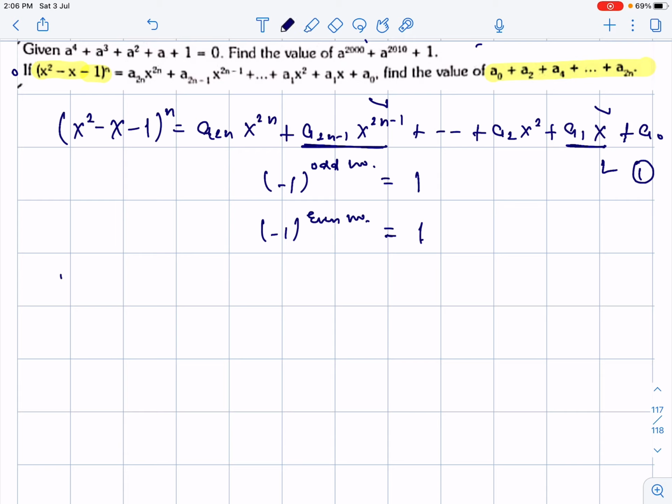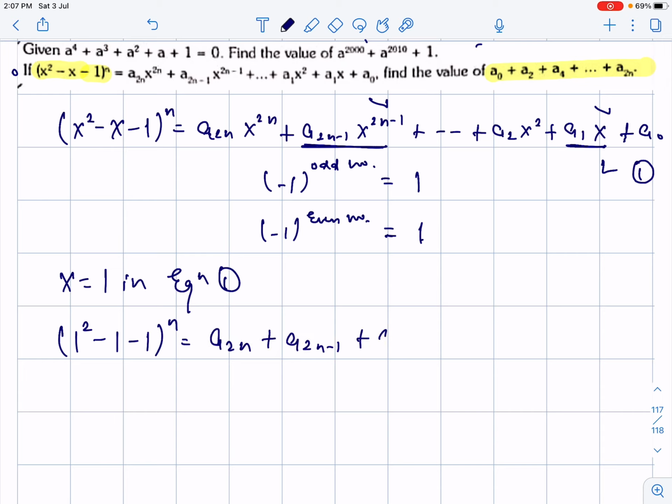So one time I'll keep x is equal to 1 in equation 1. When x is equal to 1 is kept in equation number 1 written over here, I'll write 1 squared minus 1 to the power n is equal to a2n plus a2n minus 1 plus a2n minus 2 goes on up to a2 plus a1 plus a naught. Hope you guys would have got my point.